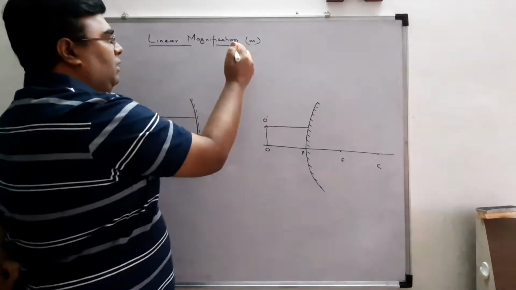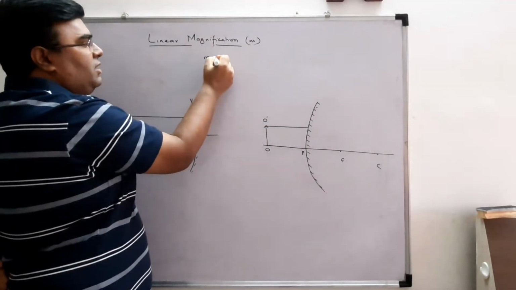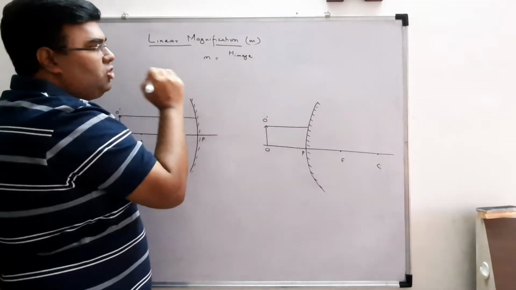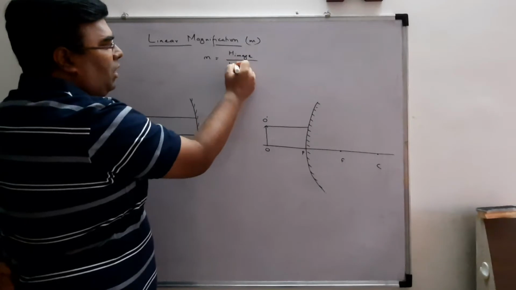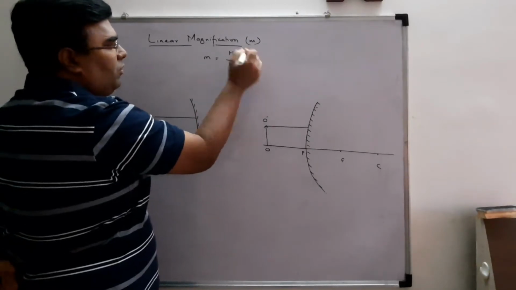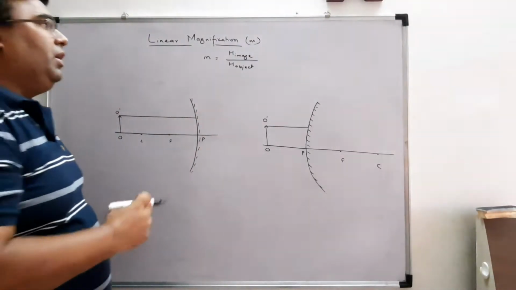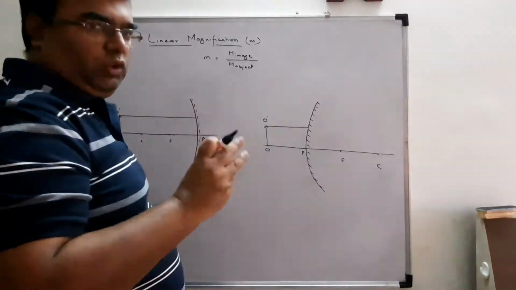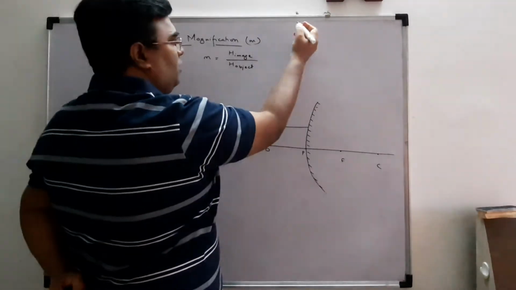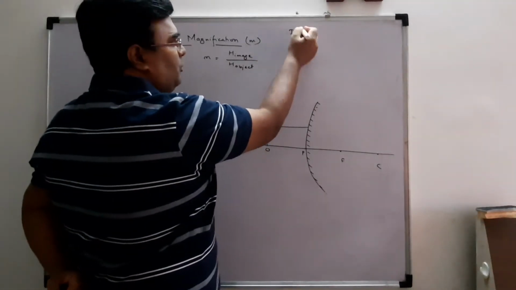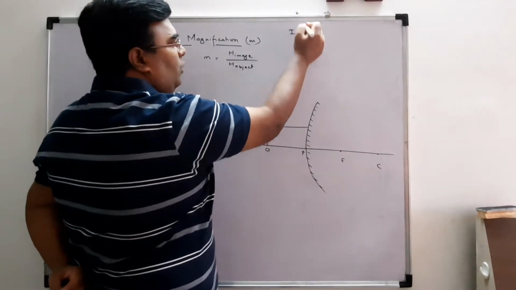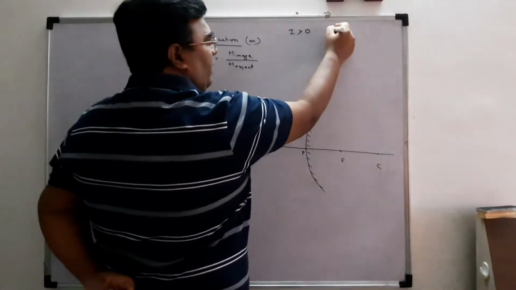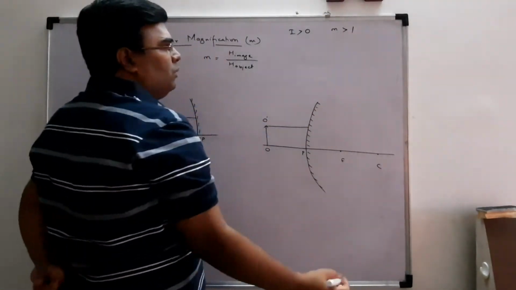So the definition of linear magnification is height of image upon height of object. So basically we are comparing the image height with the object height. So three conditions I told you, right? So suppose I is greater than O, means image is greater than object, we will have M greater than 1.